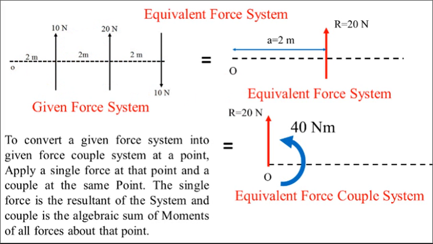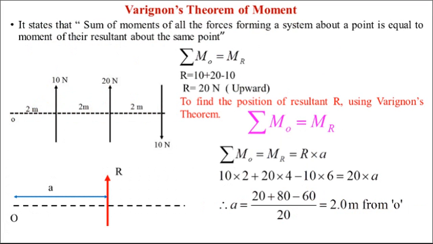See what we learned today. We have learned about the equivalent force system. We have learned about Varignon's theorem. What is the use of Varignon's theorem? To locate the resultant within the body of a non-concurrent force system. What is its statement? The sum of moments of all forces about any point is equal to the moment of the resultant about the same point. So we learned about Varignon's theorem.